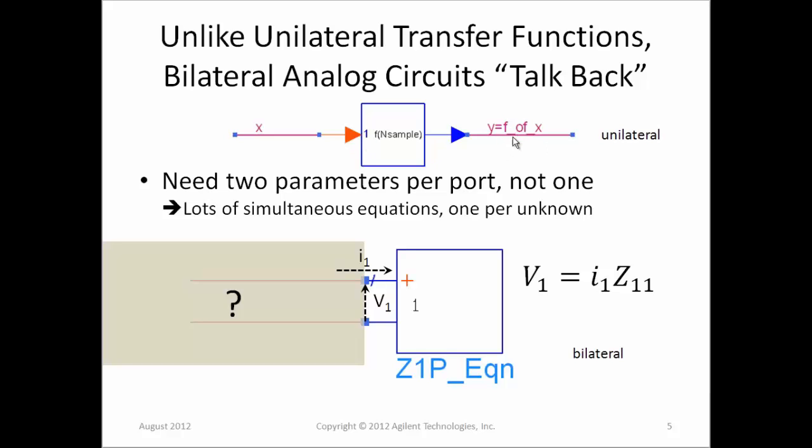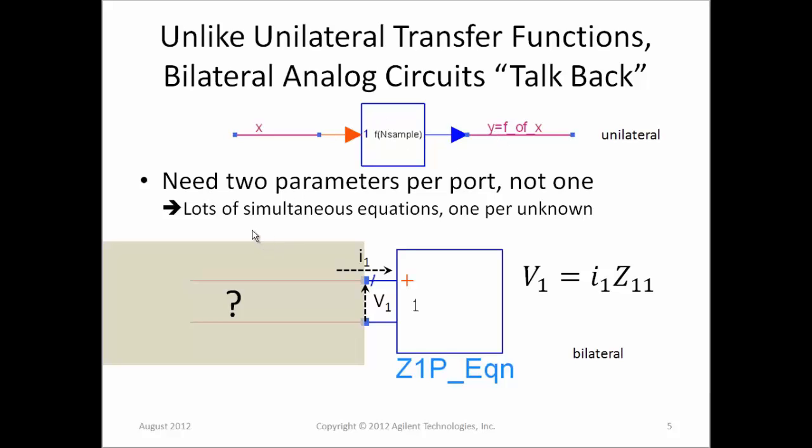But then the output in a unilateral system doesn't affect the input. There's no kind of back propagation of the signal. And this can be approximately true in logic because you're using MOSFETs that have a pretty close approximation to a voltage control current source, which is unilateral, at least in principle.